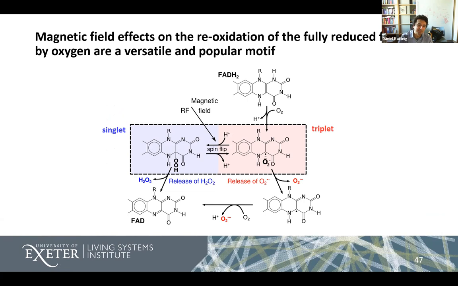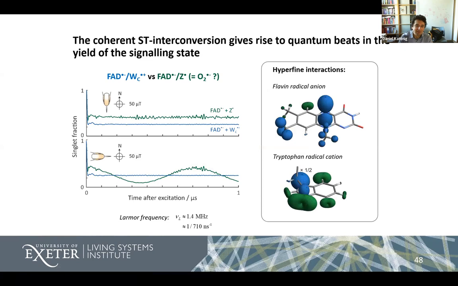What is thought to go on is shown in some more detail here, where once again we have this fully reduced form of the FAD that is reacting with oxygen to form the radical pair in the triplet state. The radical pair involves here the superoxide and the flavin semiquinone. By spin flipping, by this coherent interconversion, it can change into the singlet. The singlet can then attack with the superoxide in this particular position, forming a hydroperoxide, which can eventually release hydrogen peroxide and the fully oxidized FAD molecule. And this also is thought to be one of the processes that could underpin magnetosensitivity in cryptochromes.